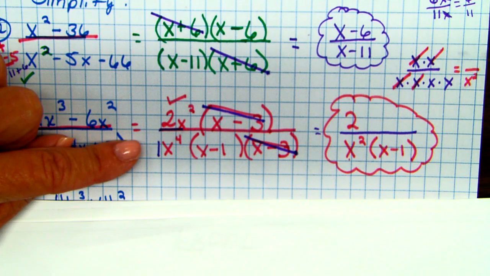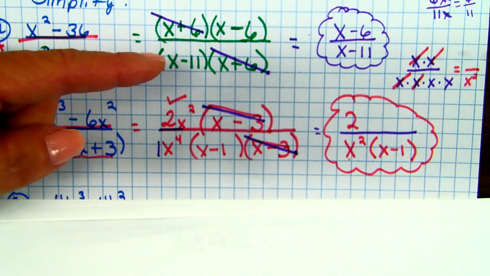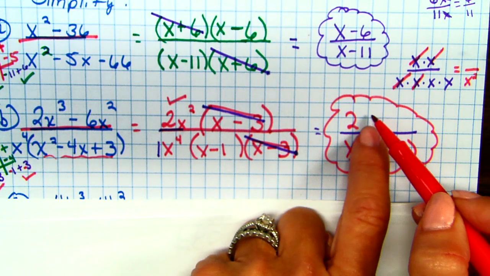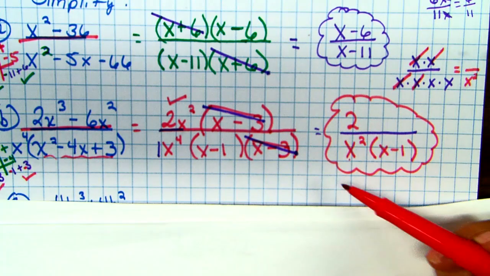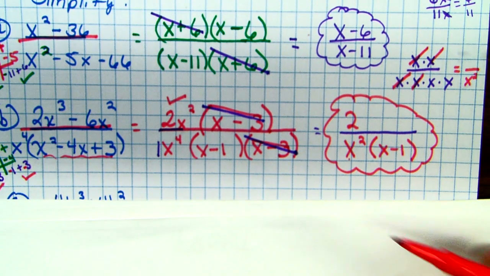Okay? So if the x to the fourth had been on top, then in our final answer, x to the squared would be on top. Wherever the bigger number is, that's where your answer is going to go. Okay?